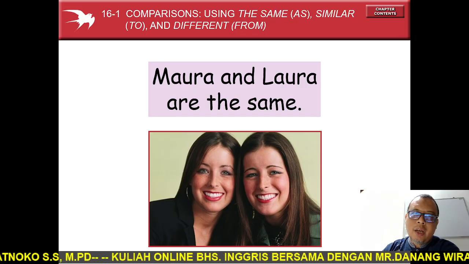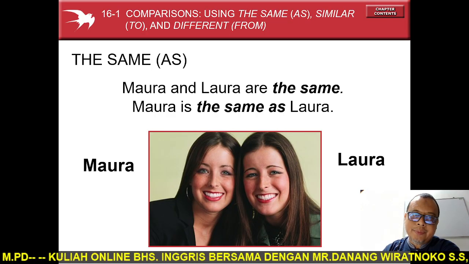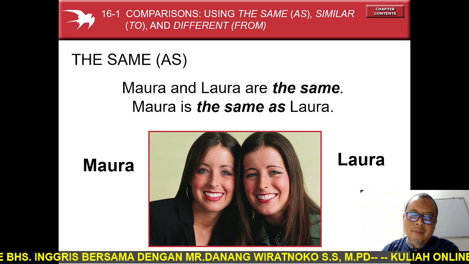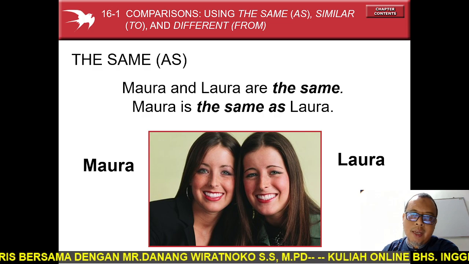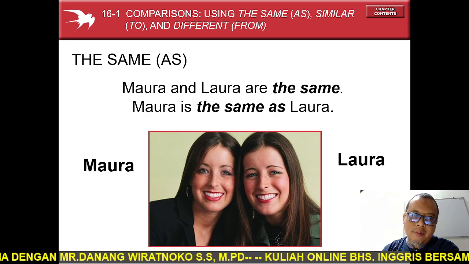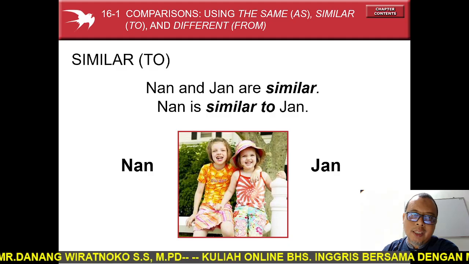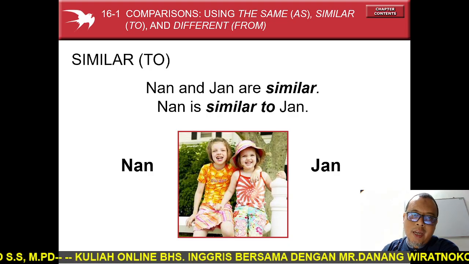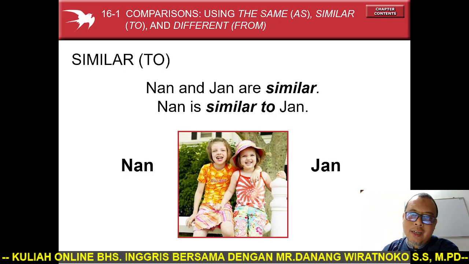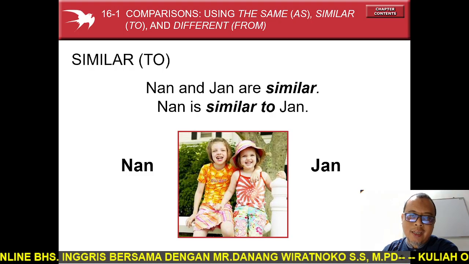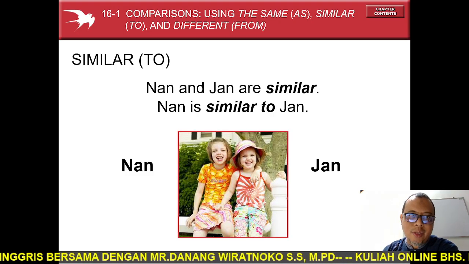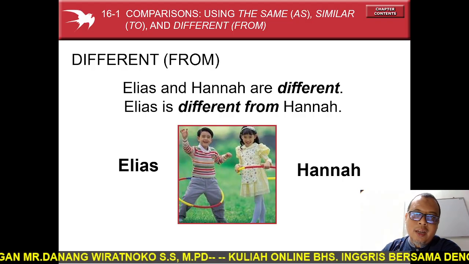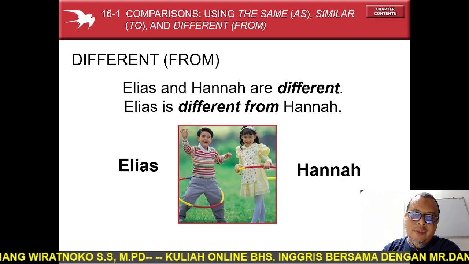Okay, Maura and Laura are the same. Maura is the same as Laura. Okay, similar to. Nan and Jan are similar. Nan is similar to Jan. Maybe they are twins. Different from. Elias and Hannah are different. Elias is different from Hannah.